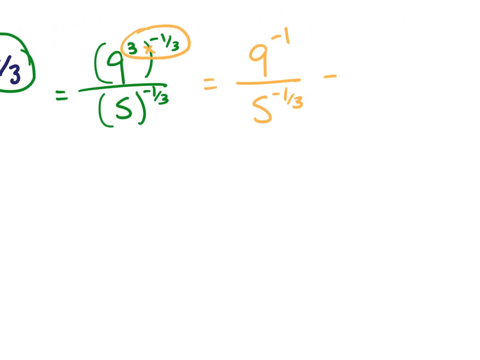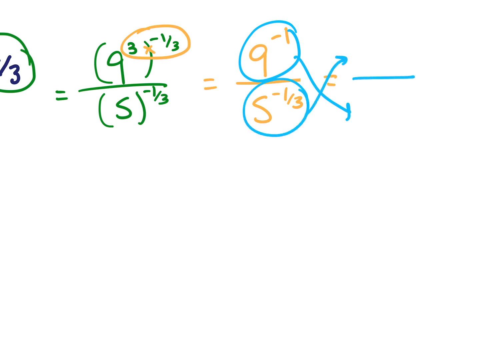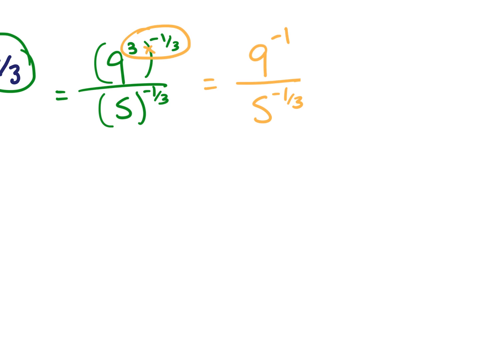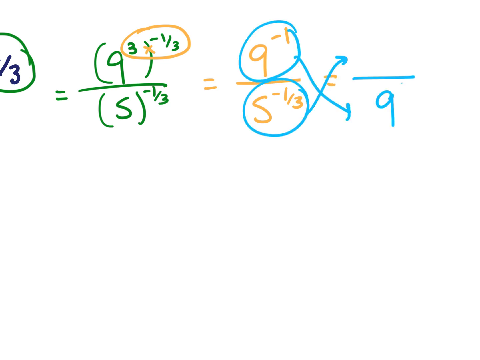Now we don't like negative exponents, so what do we need to do to make them positive? You move them to make it positive. So move it to the bottom. Moving the whole number that has the negative exponent changes the sign. So it would become 9 to the power of positive 1, but do we need the 1 as our exponent? No. And then 5 to the power of 1/3 would be on top. So 5 to the power of 1/3 over 9.